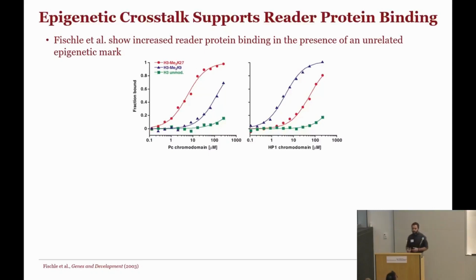Back in 2003, a paper showed that HP1 binding increases in the presence of H3K27me3 marks, and similarly, PRC1 binding increases in the presence of H3K9me3 marks. So this is a mismatch between the reader protein and the epigenetic mark, but the presence of this mismatched mark makes it easier for the reader protein to bind.